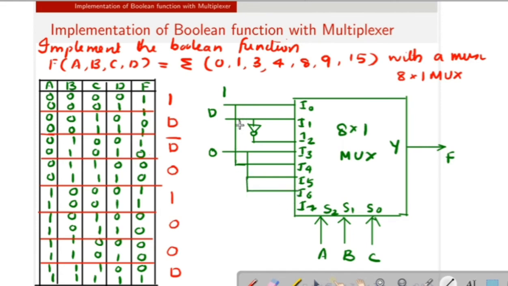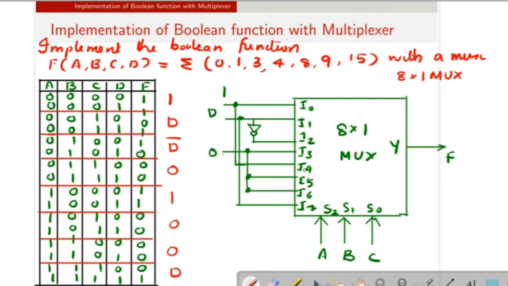I7 is D itself, so take this D and connect it to I7. So we can darken the points. This is 1. 1 is for I0 and I4. Then D4, 1 and 7. Okay. Then D bar, I2. Then here it is 0. Then 1, 4, I4. Then 0, 4, I5 and I6.